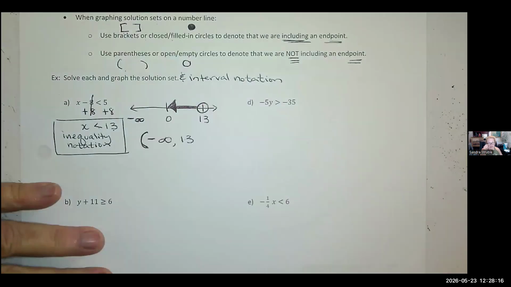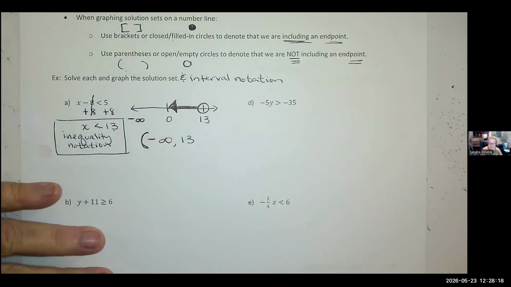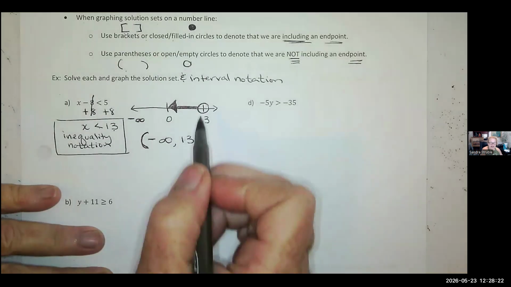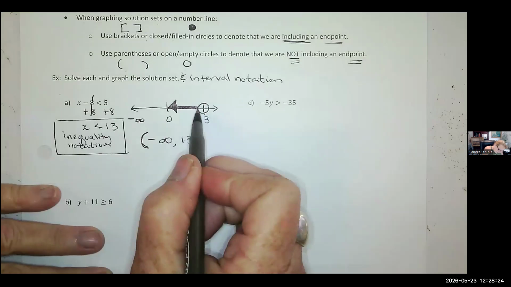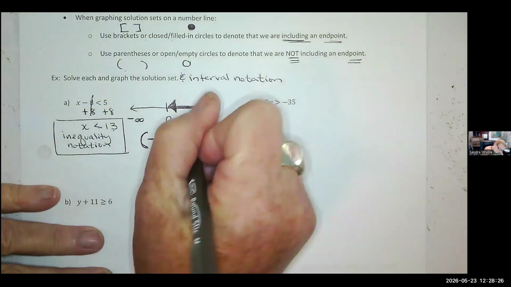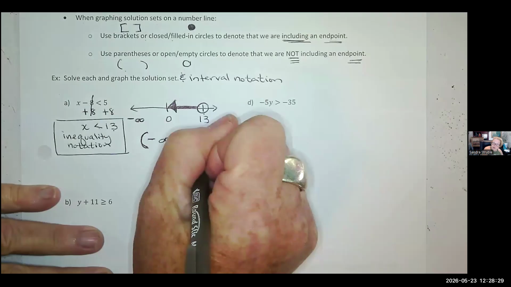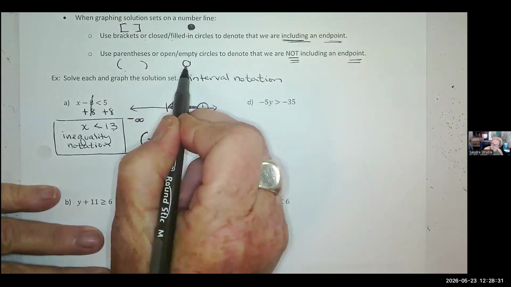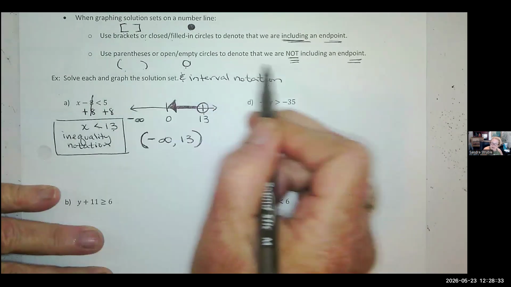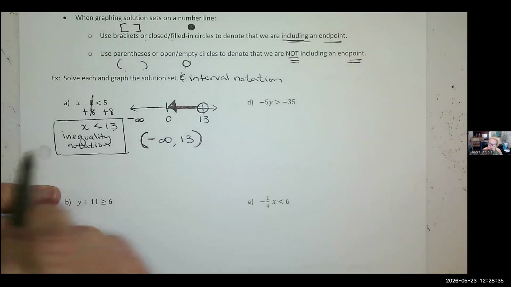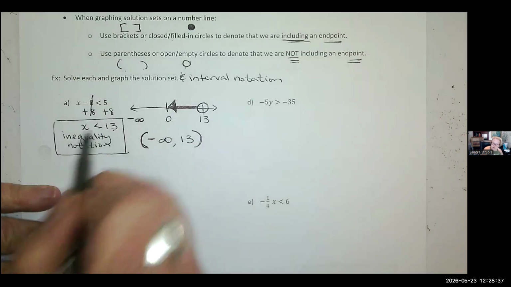Now, the one you do need to think about is this 13. It is not included. It is just a circle, not a dot. So it receives a parenthesis as well because it is not included and the endpoint. If it was, it would get a bracket and there would be a cute little equal sign underneath there. So this is your interval notation.